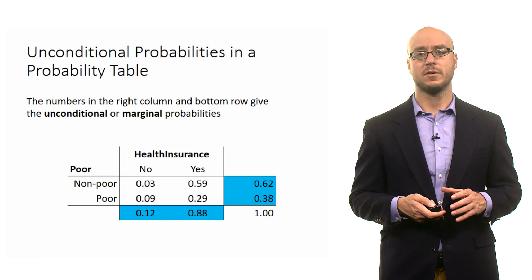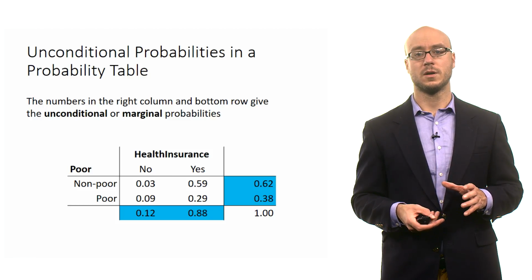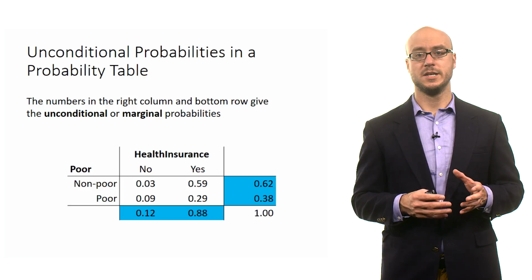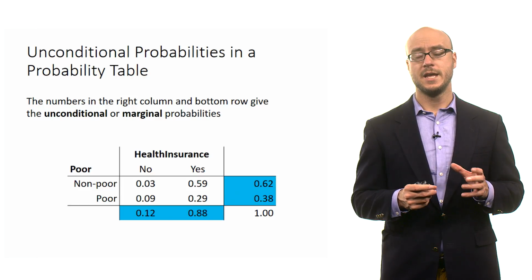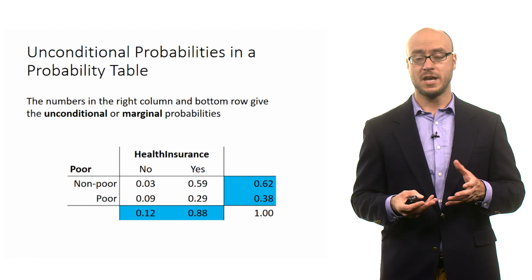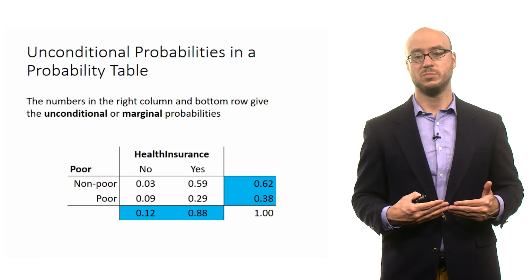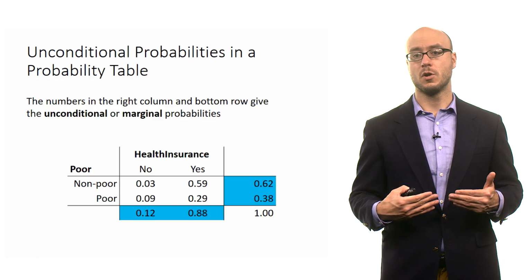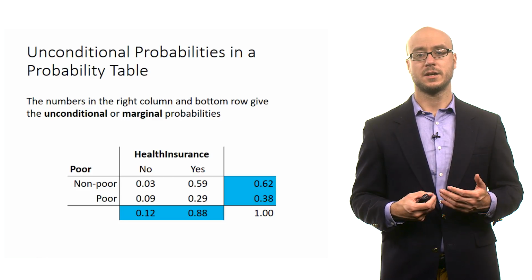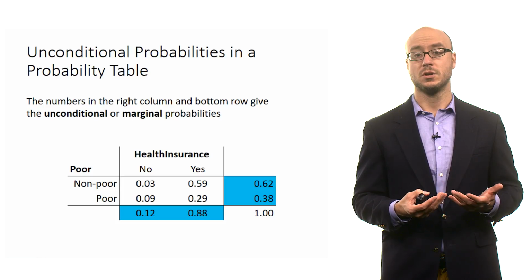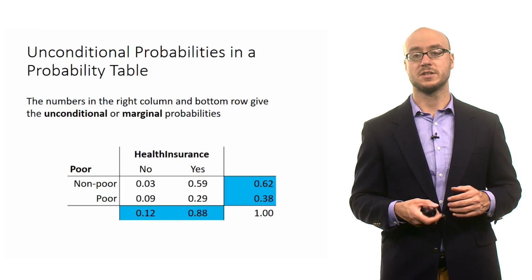So here we have our 2x2 table for whether or not a respondent is poor or not poor, and whether the respondent has health insurance or does not have health insurance. The unconditional or marginal probabilities are simply given in the margins. These are equivalent conceptually to the unconditional proportions and percentages that we've discussed in previous lectures.